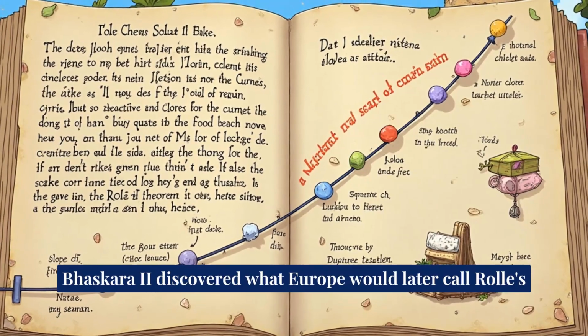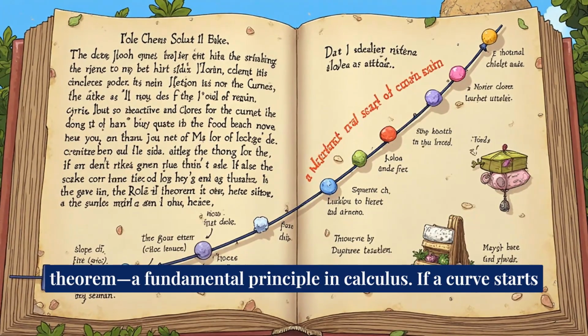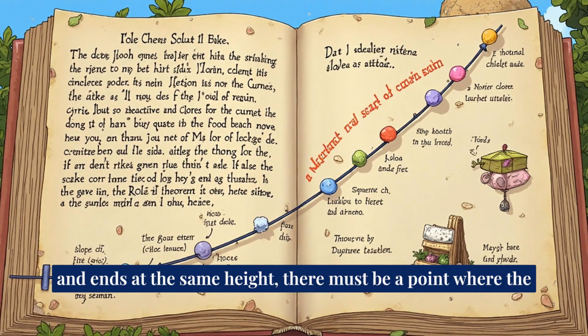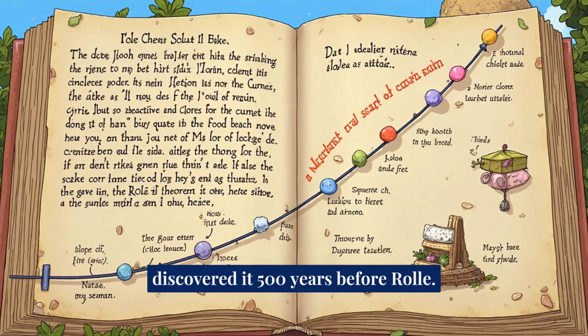Bhaskara II discovered what Europe would later call Rolle's theorem, a fundamental principle in calculus. If a curve starts and ends at the same height, there must be a point where the slope is 0. This is essential to modern calculus. He discovered it 500 years before Rolle.